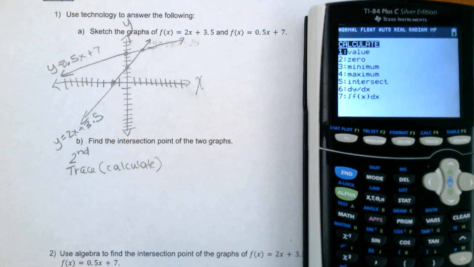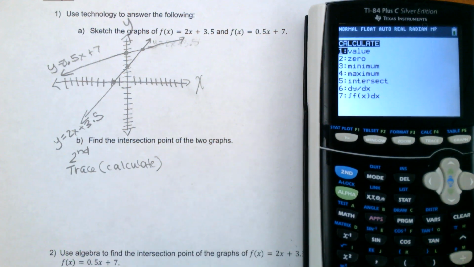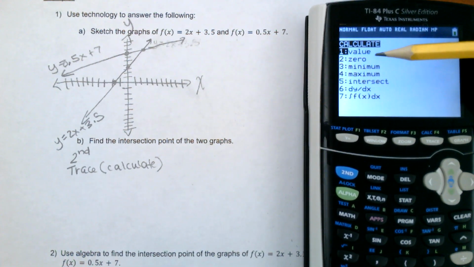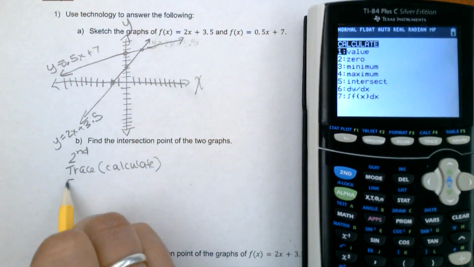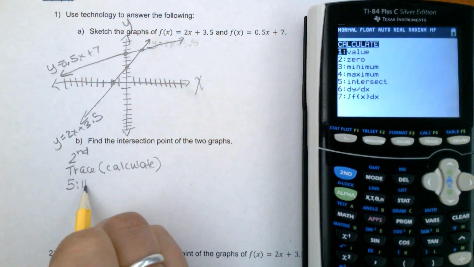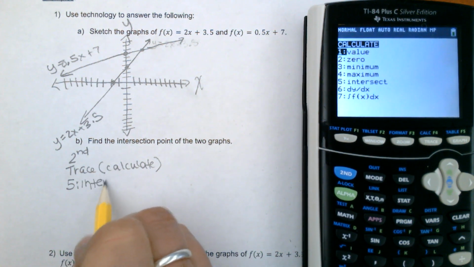Okay. Now I need to look at my menu. We have value. We have 0. We have a minimum and maximum. We have intersect. That's what I need. I need number 5, intersect. You're going to learn about all of these throughout this math course.